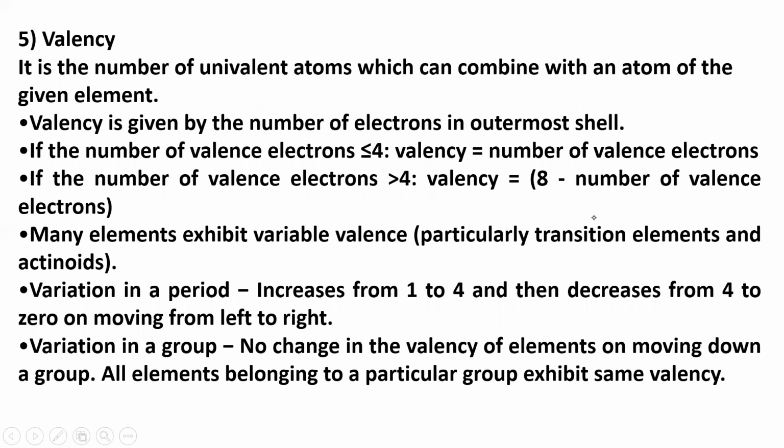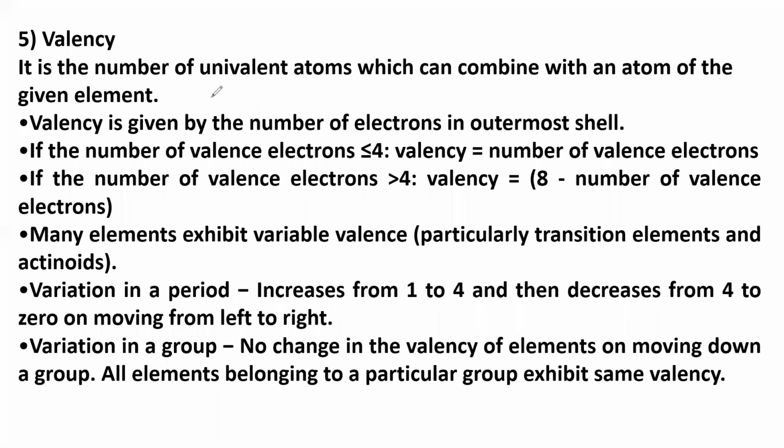Next periodic property is valency. So far we have discussed four periodic properties. One is atomic radius, with ionic radius and covalent radius coming under the same. Second is ionization potential. Third one is electron affinity, and fourth one is electronegativity. Now the fifth one we are going to do, that is valency.